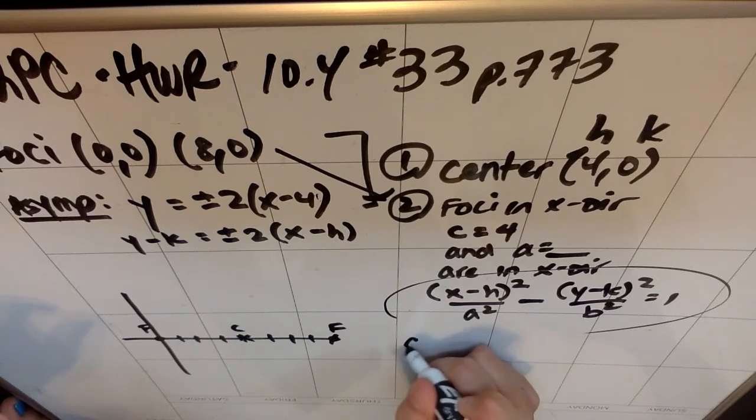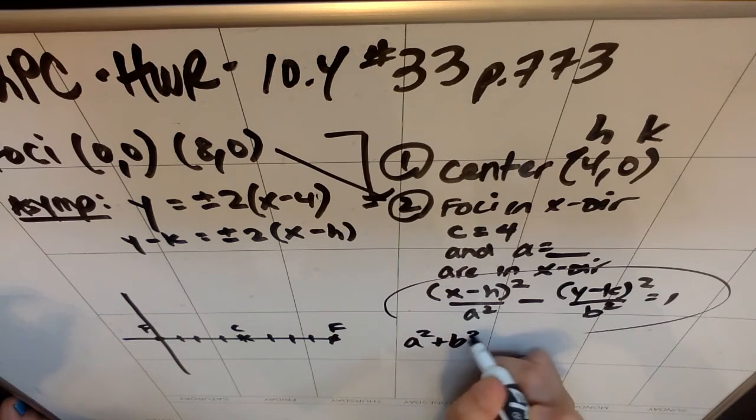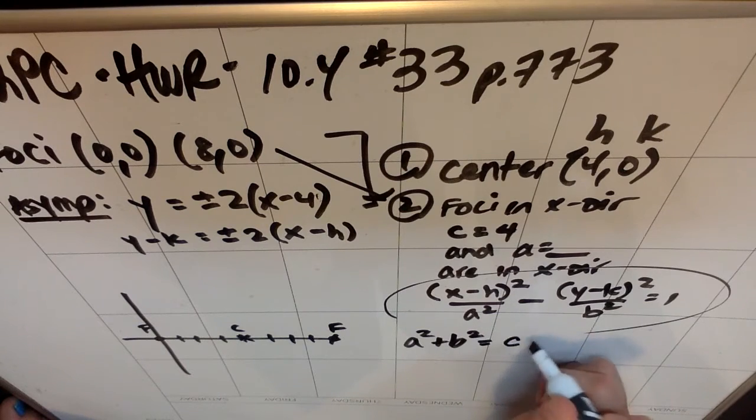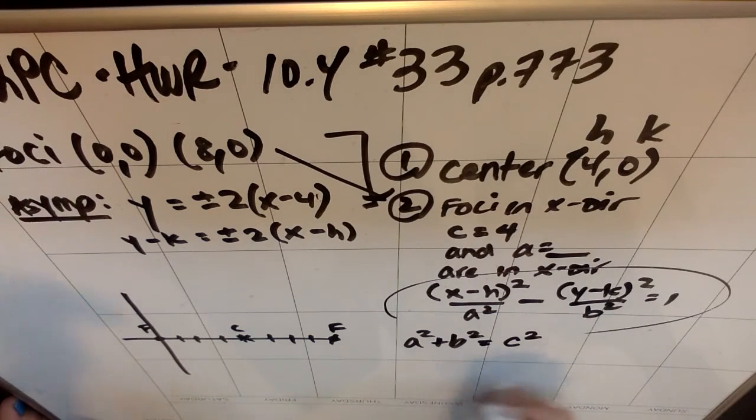In a hyperbola, the way you relate the foci to the vertices and the not-vertices, or whatever you want to call them, is that a squared plus b squared equals c squared, sort of like the Pythagorean theorem. So right now, that's enough to tell me that a squared plus b squared is 16. And you might be like, oh, cool, that's great, but it's still not helping me, right? Because I got that because c squared would be 16.